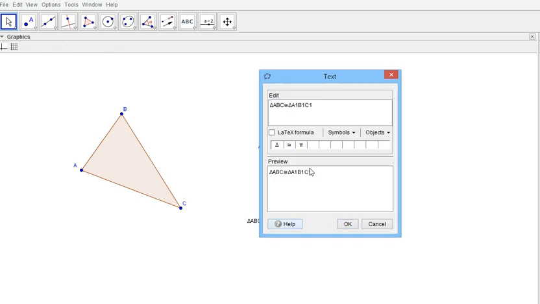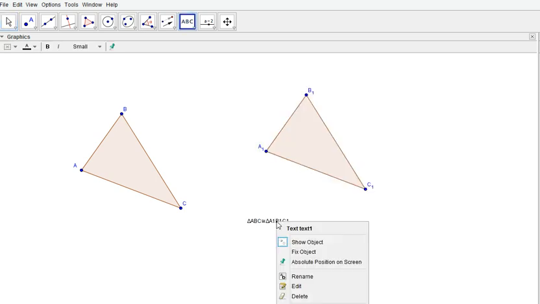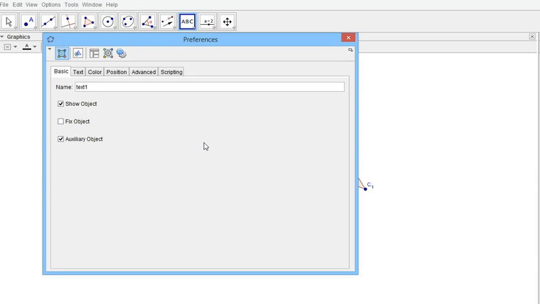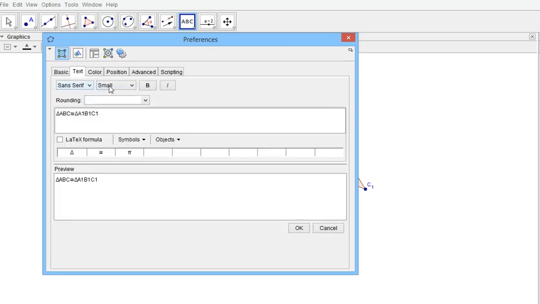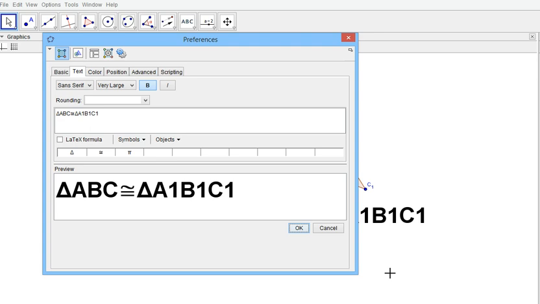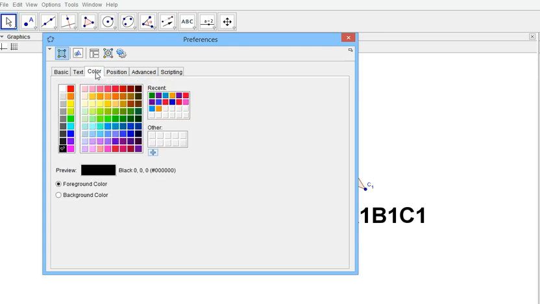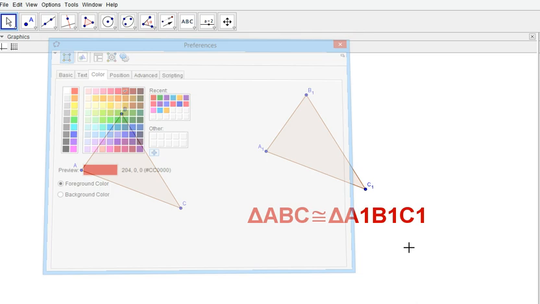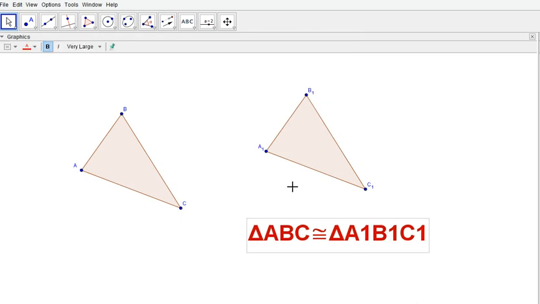And I can make this bigger if I want. I just go to Object Properties, Text, very large and bold and OK. I can make this even red if I want. And there we go. So triangle ABC is congruent to triangle A1, B1, C1. That's my congruent statement. Now, what if I made a different congruent statement?